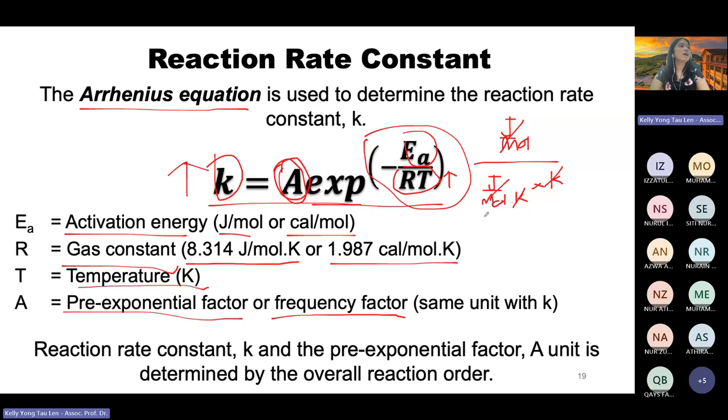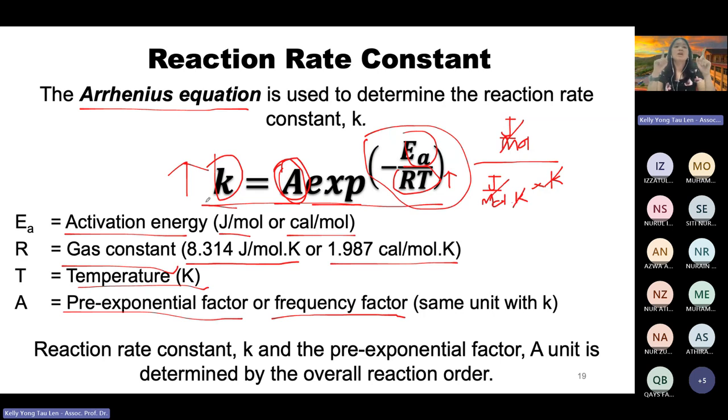That's why in the bracket it will be dimensionless and unitless. Sebab tu unit A mestilah sama dengan unit K. Since the back part is already unitless, therefore unit A sama dengan unit K. Okay, so that is satu that you have to understand. Kenapa unit K sama dengan unit A?